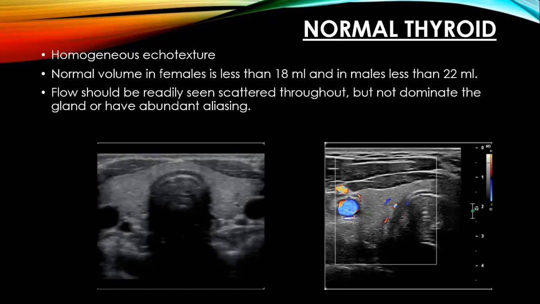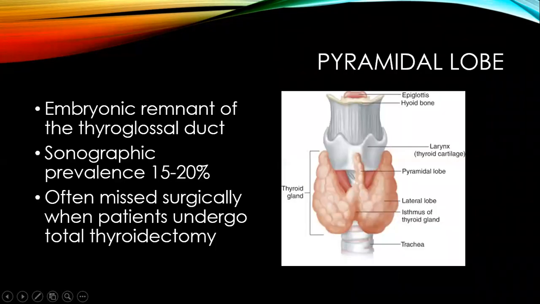And on color Doppler, we should readily see flow scattered throughout the gland, as seen on the image below, but it should not dominate the gland or have abundant aliasing. You will see, as we go through, which conditions have abundant aliasing. So just to mention a few variants which may be mistaken for thyroid nodules.